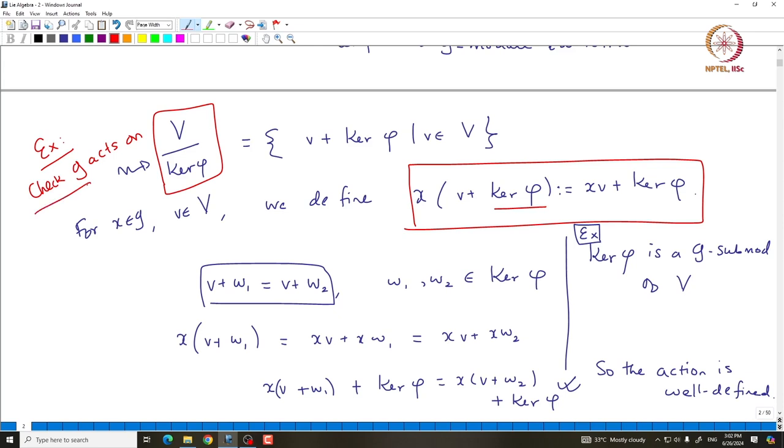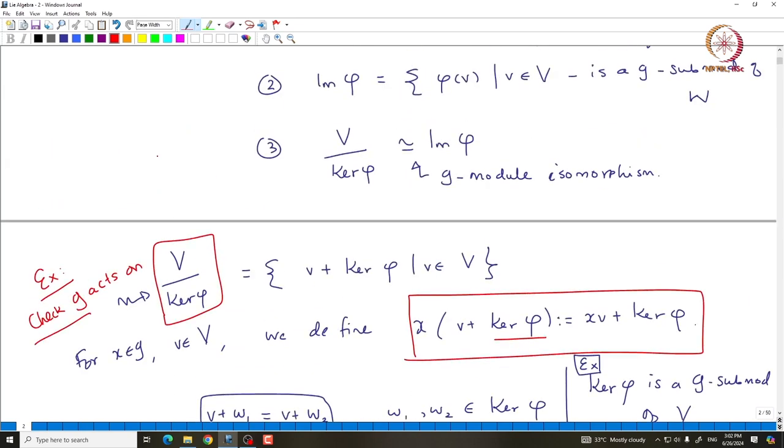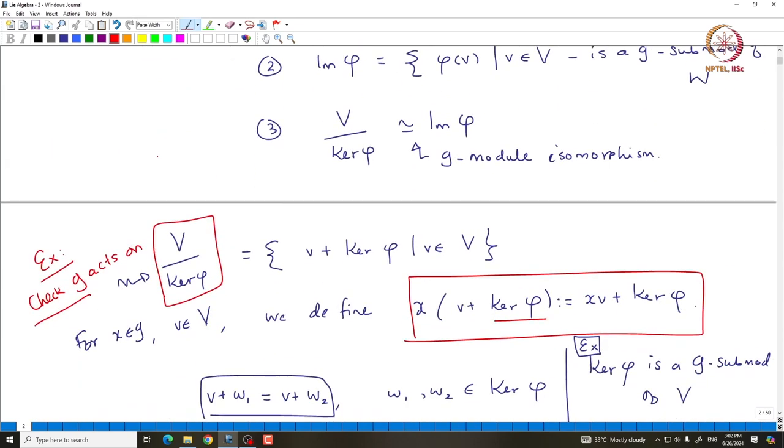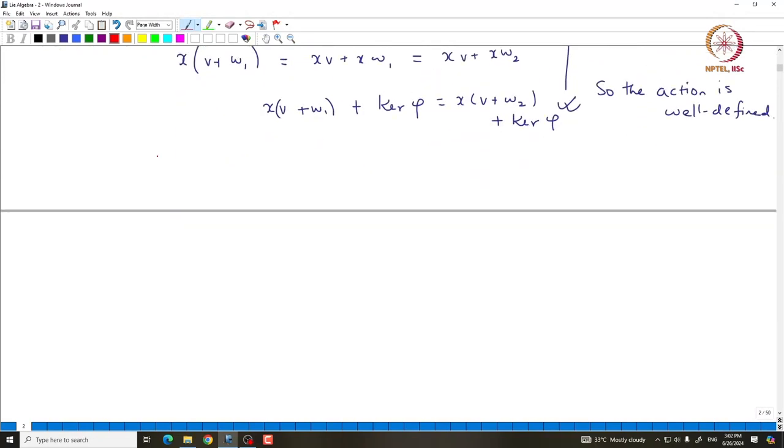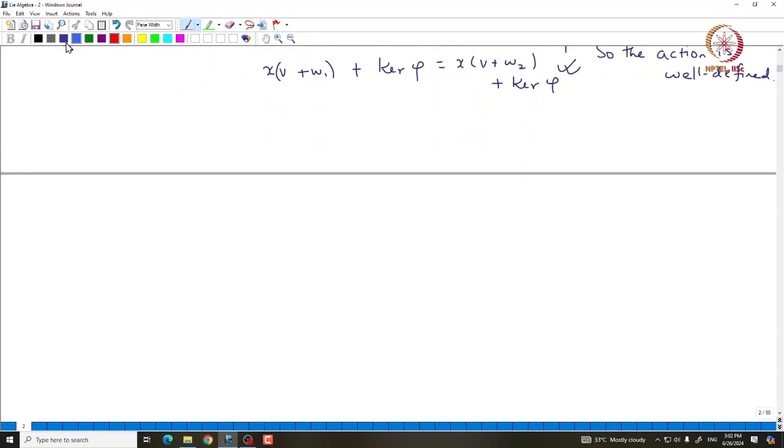Okay, that I am going to leave it to you to check. So, now we have a natural map which we are calling phi tilde, which is a linear map induced from the linear map phi, defined from V modulo kernel phi to image of phi. Okay. So, it is easy to check image phi is also a G module, that is all I am leaving it to you to check. Now, this map is an isomorphism as a vector space.